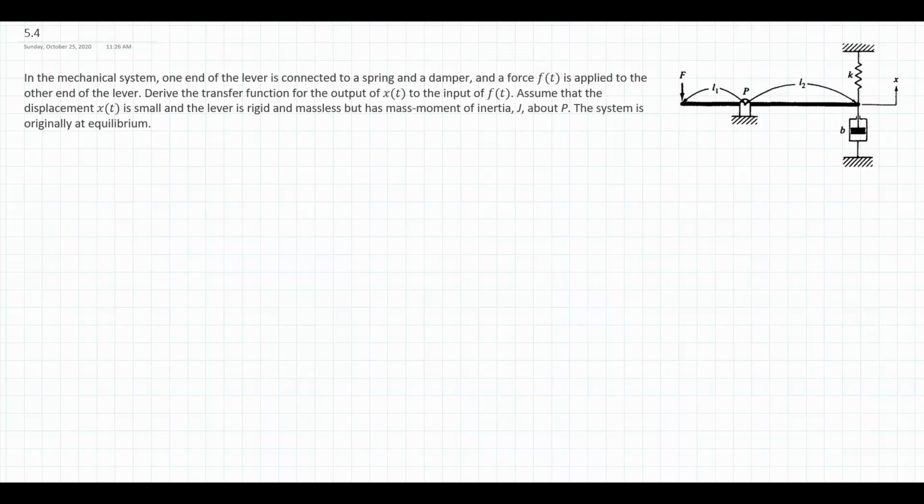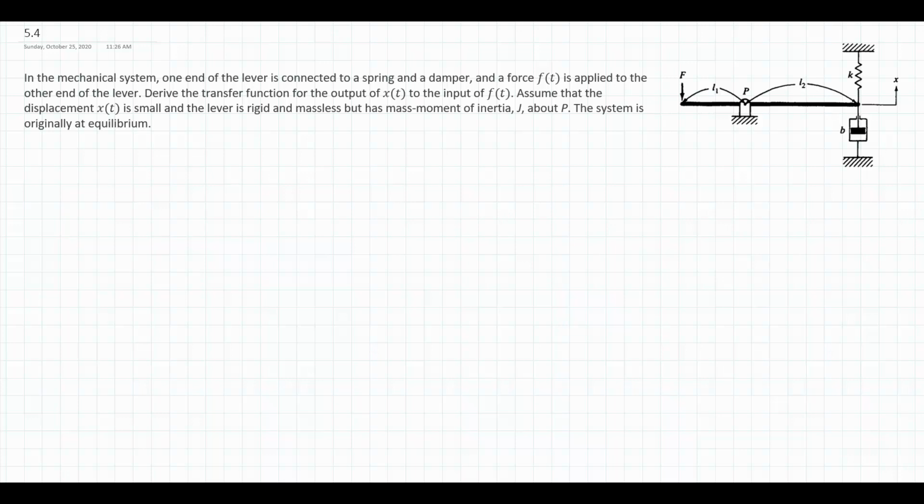And we're going to see that even though this is seemingly a very simple system, because we're now dealing with a rigid bar rather than just discrete elements like in previous examples, it's actually going to be a little bit trickier to do the modeling and come up with this transfer function. Now, we want to pay attention to what we are to assume in this problem, as it's going to come into play in our modeling step.